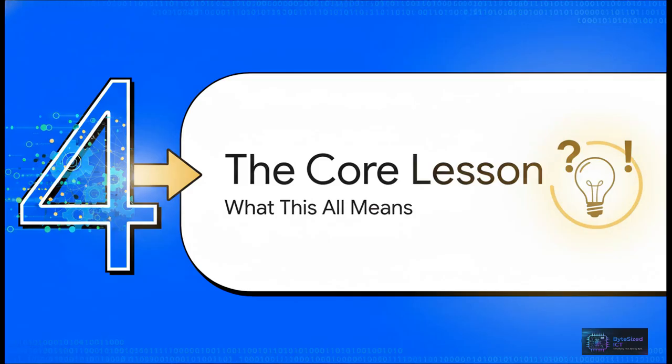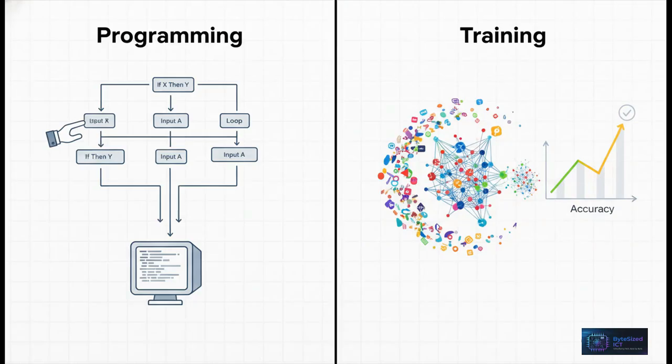Okay, so let's boil all this down. If you walk away remembering just one thing from this entire explainer, what should that one thing be? Here's the most important takeaway. We have fundamentally changed how we interact with computers. We've gone from an age of programming them, where we had to spell everything out, to an age of training them. We've given them the ability to learn from the world's data and get smarter, better, and more helpful, all on their own.